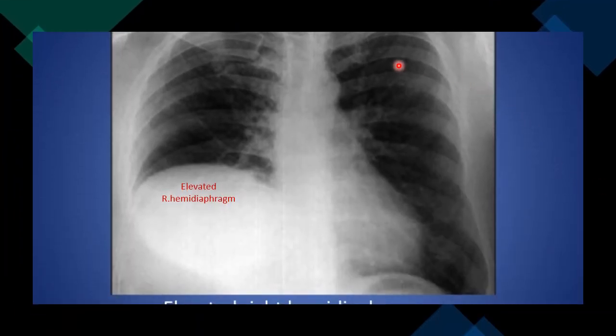This is a plain X-ray of the chest and abdomen of a patient with pyogenic liver abscess. So you see here, the right hemidiaphragm is markedly elevated compared to the left. Elevated right diaphragm due to the abscess in the right lobe of the liver.